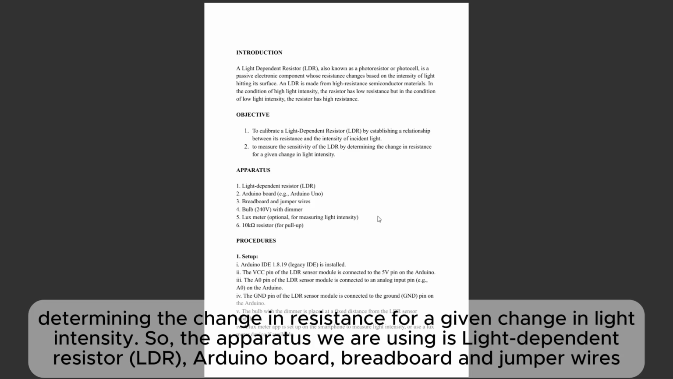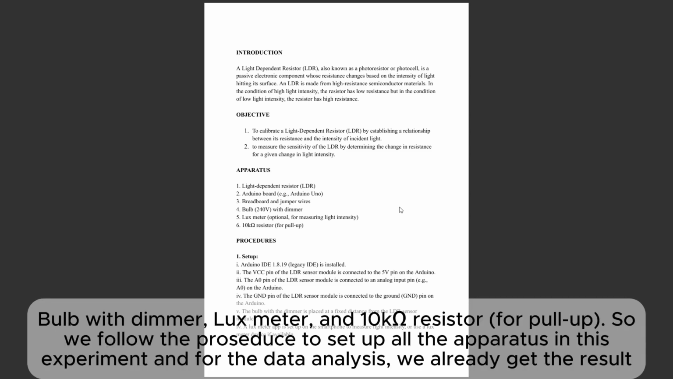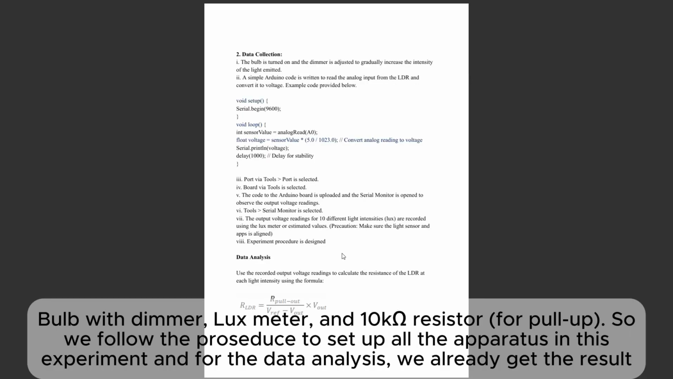change in light intensity. The apparatus that we are using is a light-dependent resistor, Arduino board, breadboard and jumper wires, a bulb with dimmer, a lux meter, and a 10 kilo ohm pull-up resistor. We followed the procedure to set up all the apparatus in this experiment.